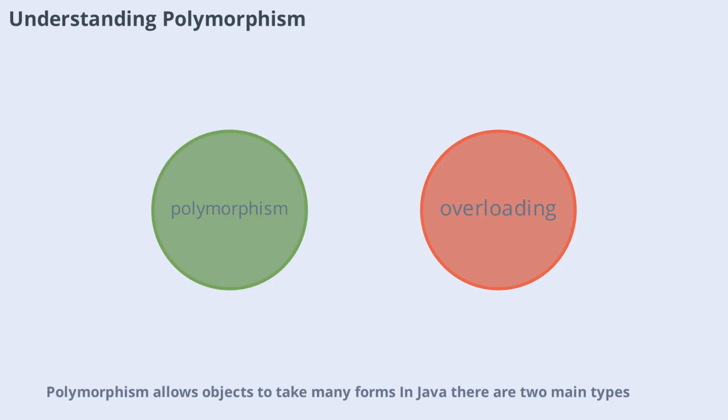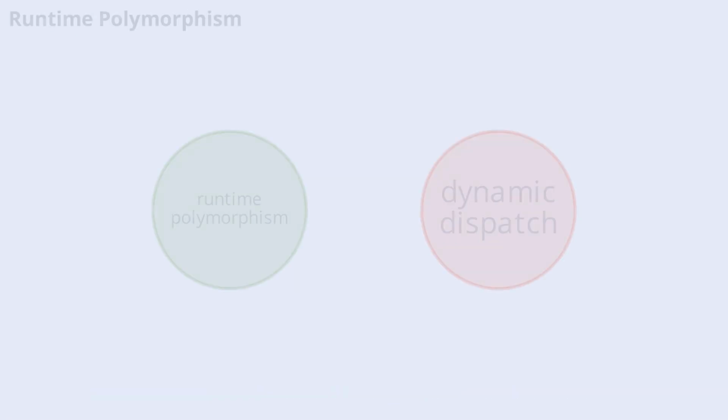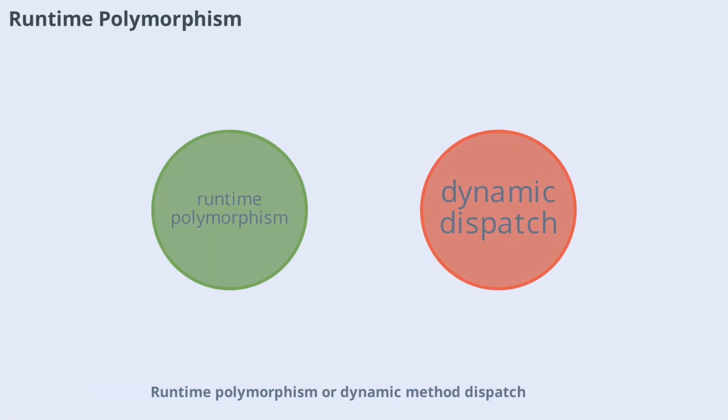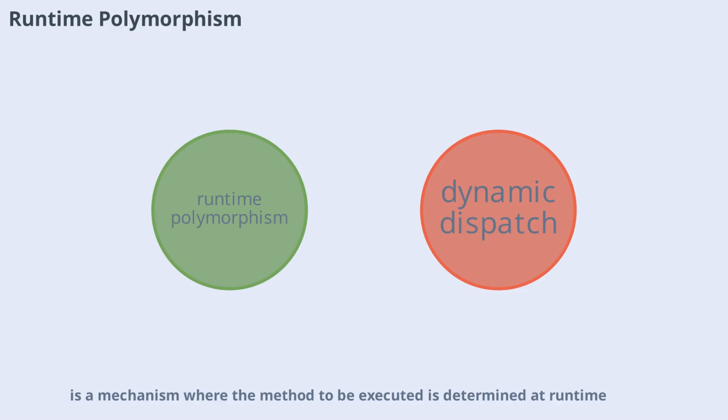Polymorphism allows objects to take many forms. In Java, there are two main types: compile-time polymorphism, also known as method overloading, and runtime polymorphism, known as method overriding. With polymorphism, you can write flexible and reusable code, as the same method can behave differently depending on the context.